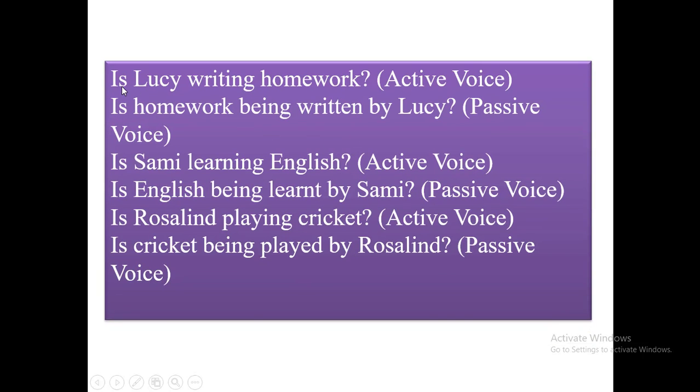Is Lucy writing homework? Is homework being written by Lucy? Is Sami learning English? Its passive voice is, is English being learnt by Sami? Is Rosalind playing cricket? Its passive voice is, is cricket being played by Rosalind?